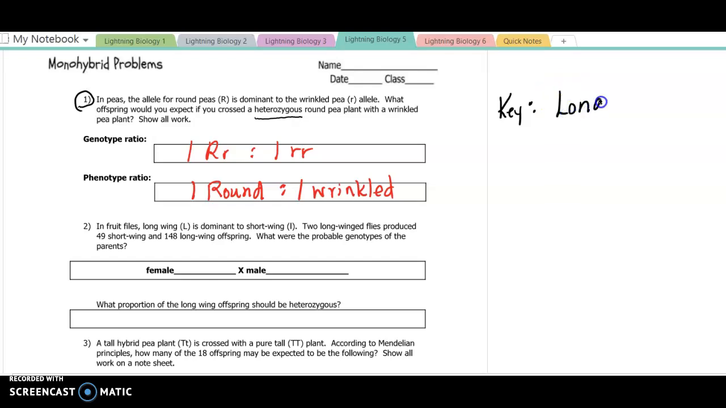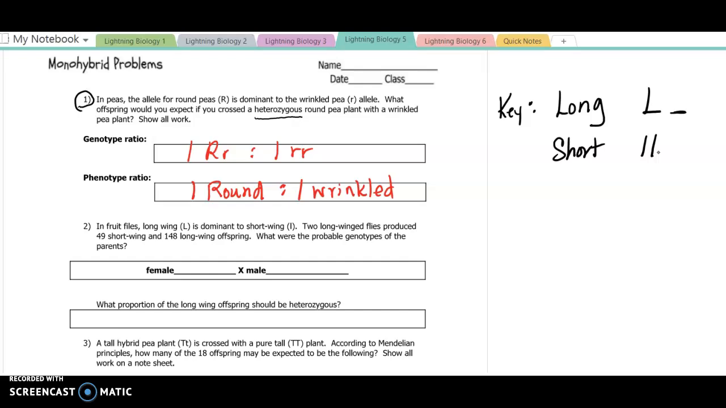Long is the phenotype, and I know it has to have a big L. It doesn't really matter what that other one is, so I sometimes just put a little dash there to know it could be a big L, it could be a little L. And then short wings, so wing is our trait. The short phenotype is recessive, and so it's little l, because that's the only way you can get the recessive phenotype. So what it's asking now, this one's a little different.